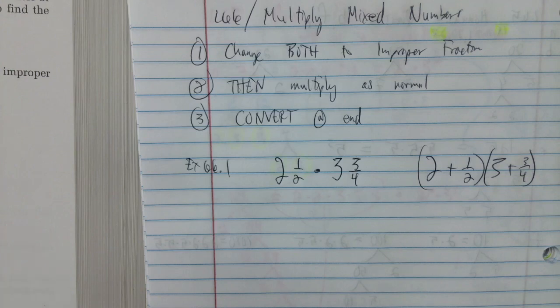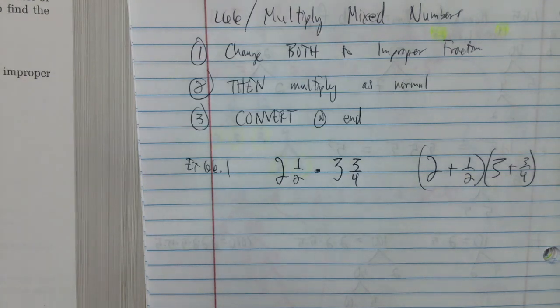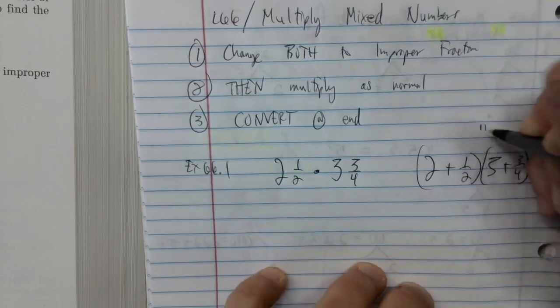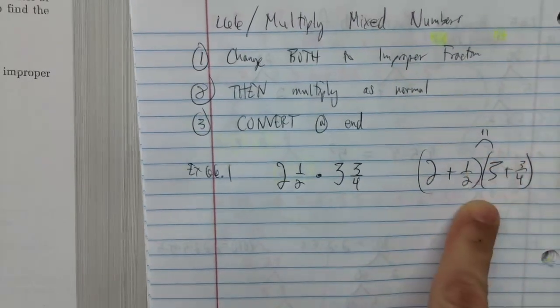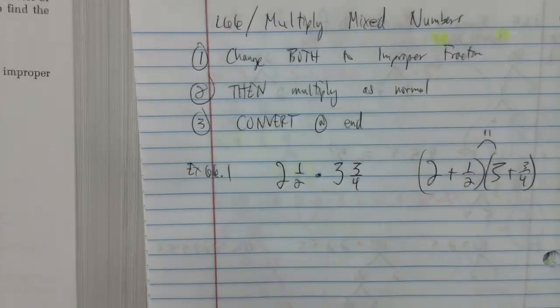All right, does somebody have a question about what I wrote? Number 1 says change both to improper fractions. Number 2, then multiply as normal. Number 3, convert at the end. That's like the at symbol, it's just saving a letter. All right, so for now, we don't know how to do that. You'll actually learn how to do that.